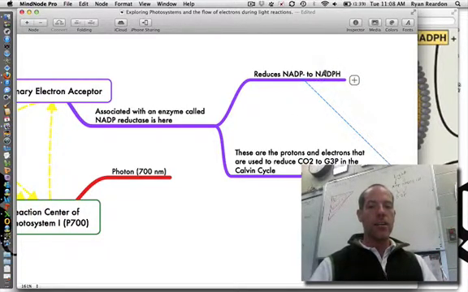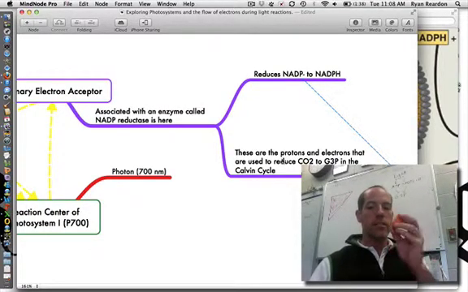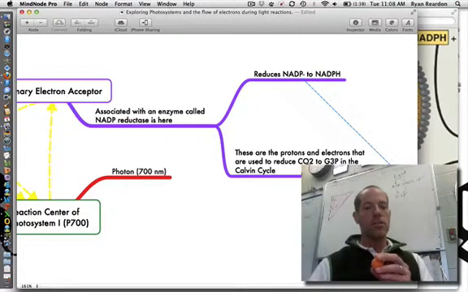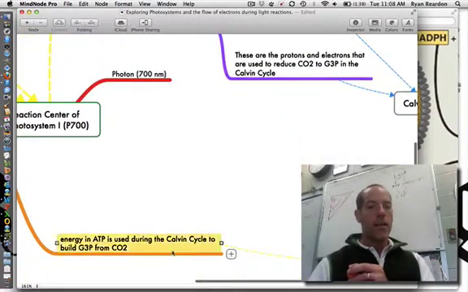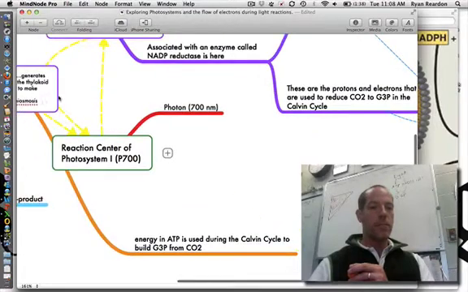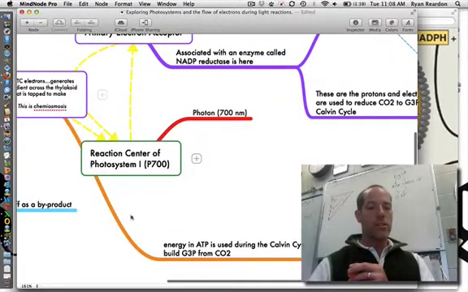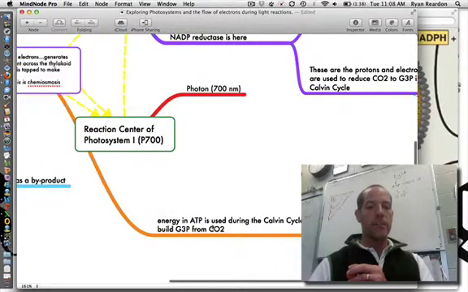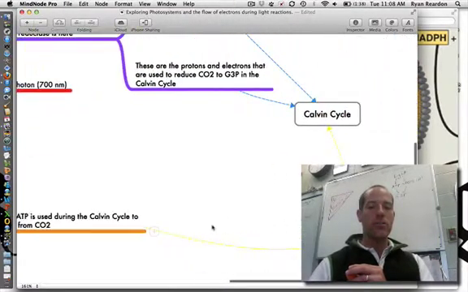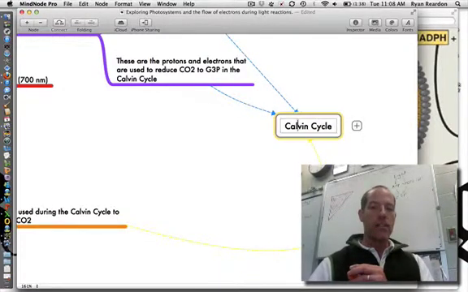And these, I talk about it in class, but these are the hydronium ions that are used to reduce carbon dioxide to sugar, G3P. The protons and the electrons associated with NADPH are the protons and electrons that are used to reduce carbon dioxide to glyceraldehyde 3-phosphate in the Calvin cycle. That's the material. Well, where does the energy come from? The energy that came from the electron transport chains was coupled to the chemiosmotic production of ATP, and that ATP is used to drive these non-spontaneous reactions in the Calvin cycle.